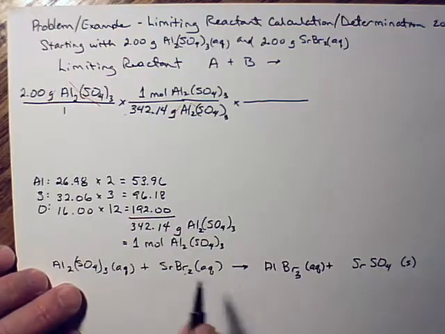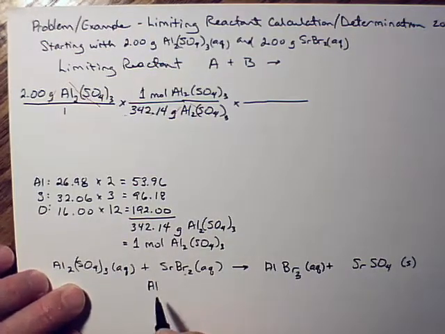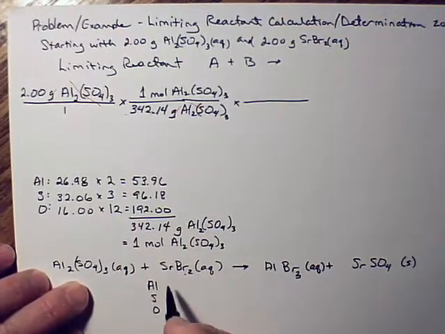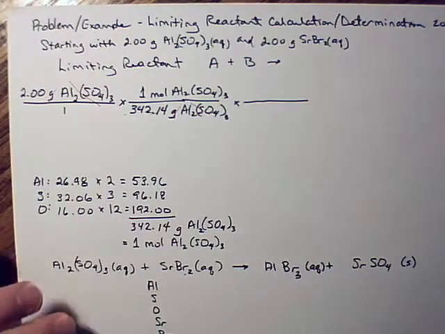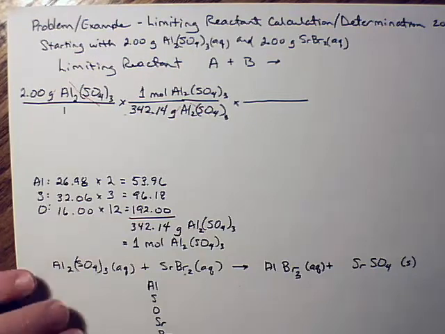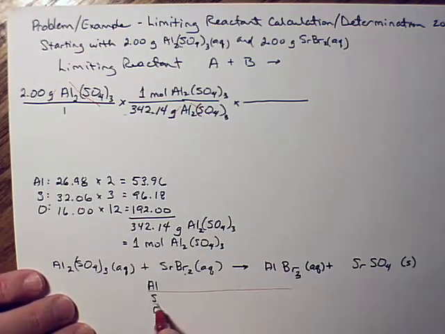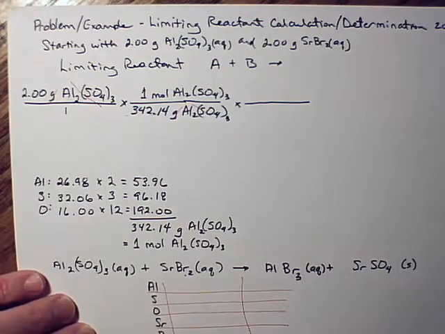Let's first count all of our elements using an atom inventory. Here's aluminum, sulfur, oxygen, strontium, and bromine. We're listing all the atoms in the equation. Now we're going to count them. I'm going to count the ones we have on the left and the ones we have on the right.